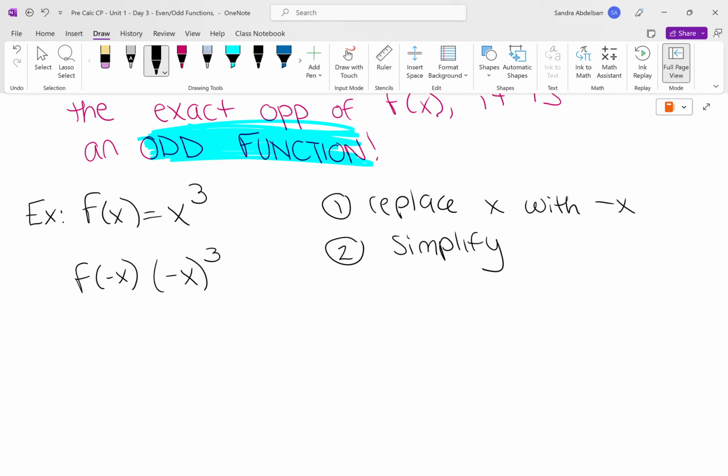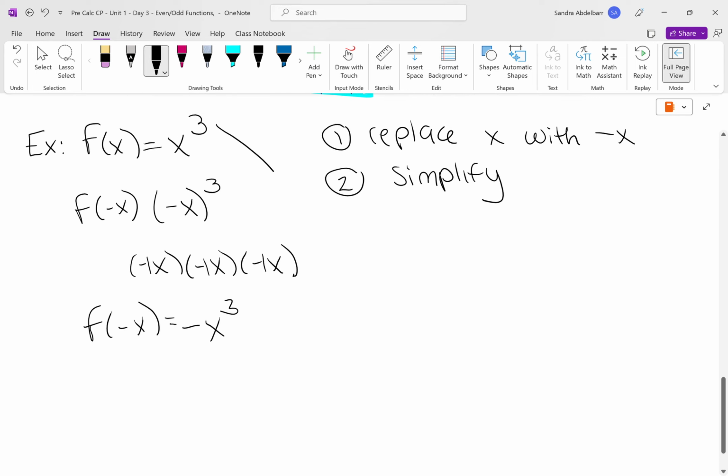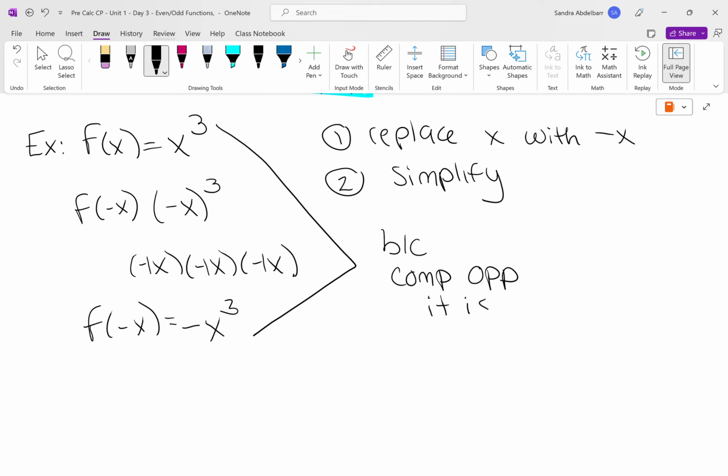Does anybody know what's negative x to the third power? Negative x to the third. Exactly. So this is negative x times negative x times negative x, right? What's negative 1 times negative 1 times negative 1? Negative 1. X times x times x is x to the third. So our original was x to the third. After we replaced x with negative x, we got negative x to the third. Do we have the complete opposite of our original? Because it's a complete opposite, it is an odd function.